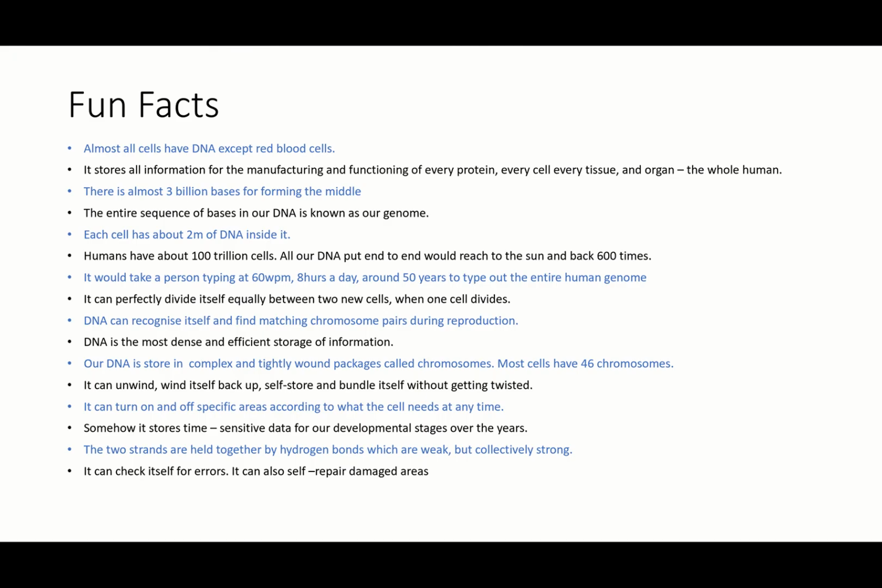Fun facts. And now we're near the end. Almost all cells have DNA except red blood cells. Now remember how I said before that all cells have 46 chromosomes. They all have DNA. Well, that was a generalization that is false. We know that red blood cells don't have DNA, and that's the only exception.